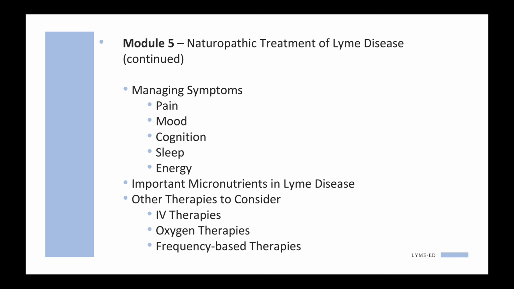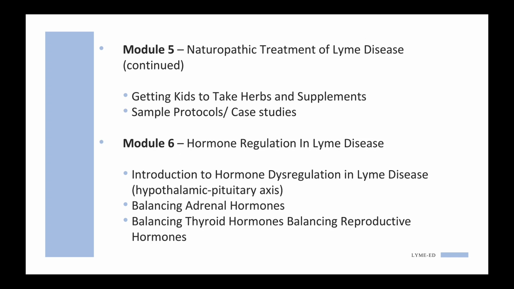Then we switch to looking at how to help your patients with symptoms, so natural approaches for pain, mood, cognition, sleep, and energy. There's a lesson on important micronutrients in Lyme disease. What vitamins and minerals do they tend to need the most? And then other therapies to consider, IV therapies, oxygen therapies, frequency-based therapies. There's some guidance on getting kids to take herbs and supplements, and also some sample protocols and case studies.